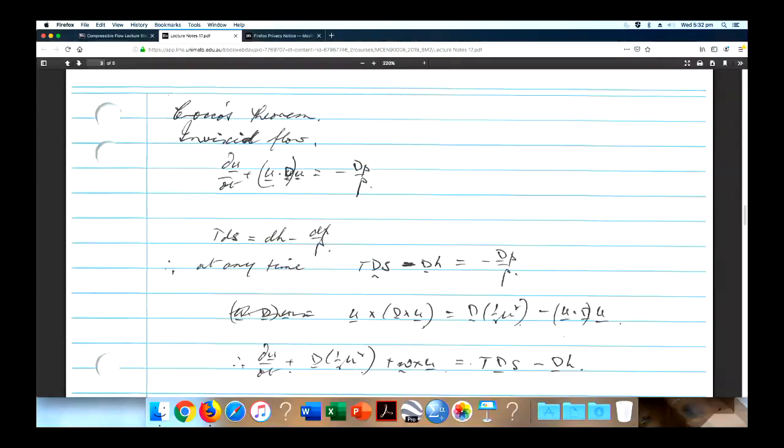Now the other thing that I want to use is U cross curl U, so that's U cross omega. So how do I work this out? How do I remember it?